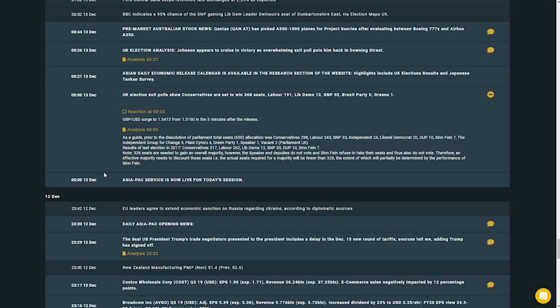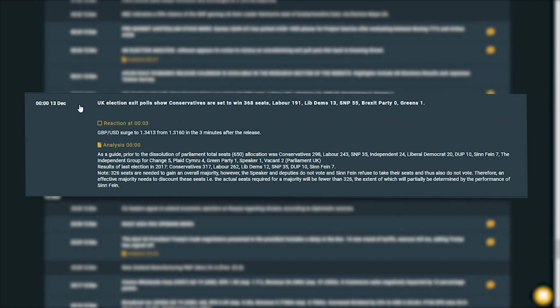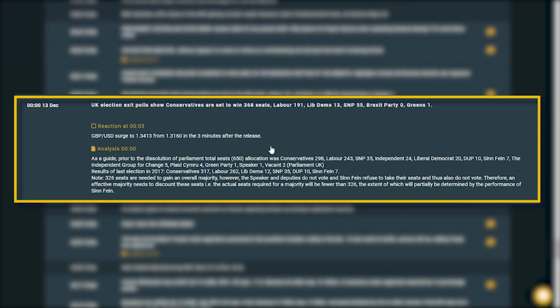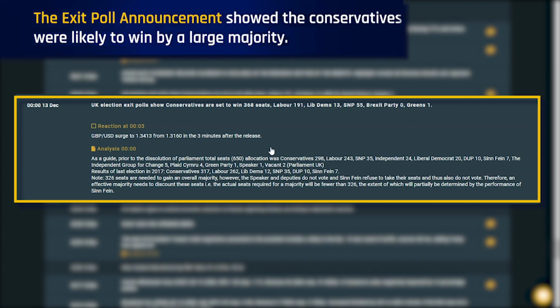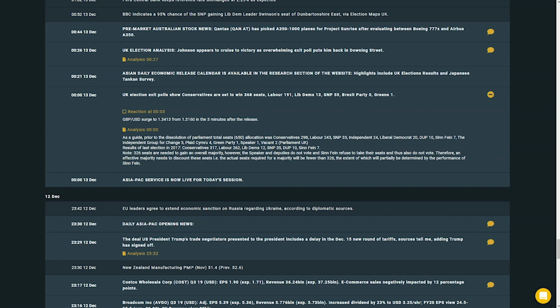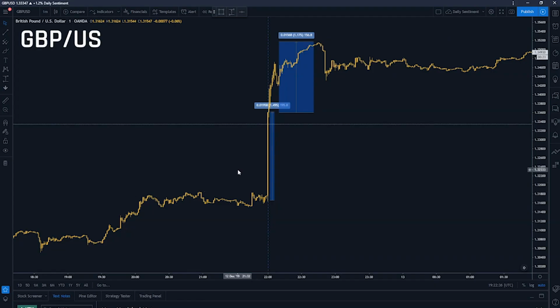Now, we can see if we go back to the Forex Source terminal on the 13th of December, we had a very important announcement coming through on the Forex Source newsfeed that said the UK election exit poll showed that the Conservative Party was set to win 368 seats. Now, this was an extremely important release as the number of seats that the party actually needed to acquire a majority was only 326.